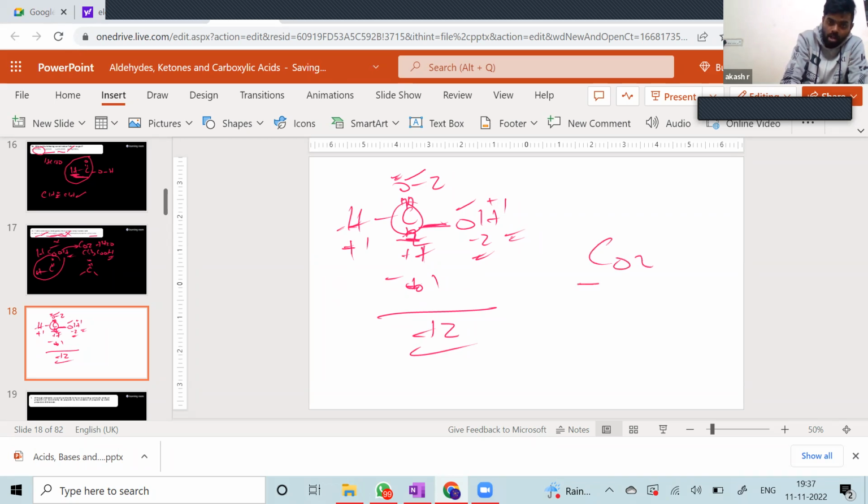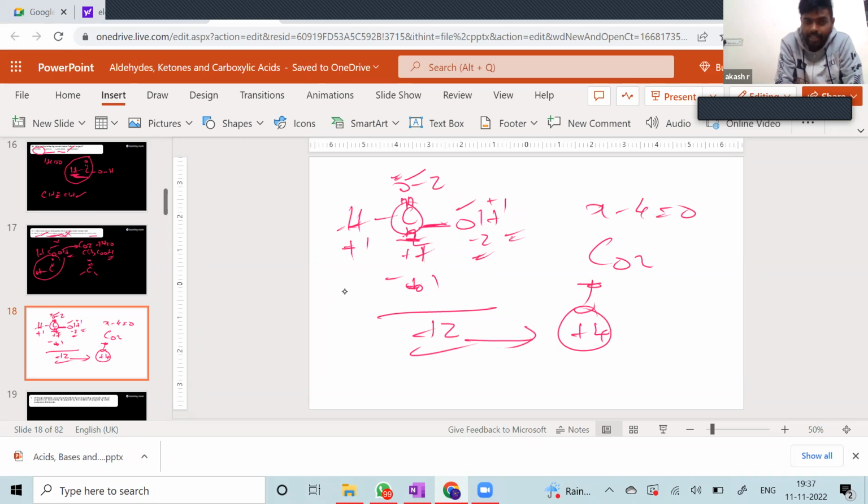Now in CO2, what is the oxidation state of carbon? You can easily see that it is going to be +4. That you can write X - 4 is equal to 0. You'll get +4. Now you see +2 to +4 is oxidation, right? And HCOOH can easily do this, whereas CH3COOH is not going to do this.